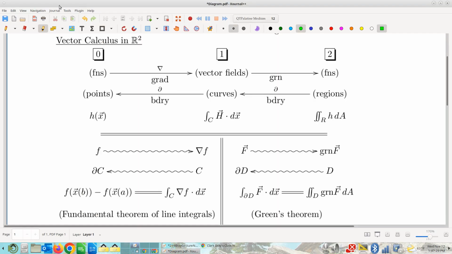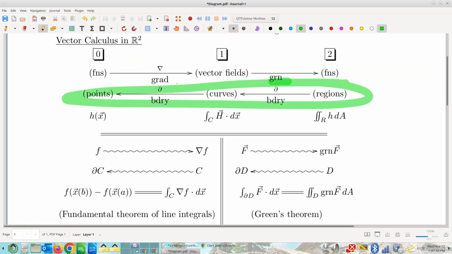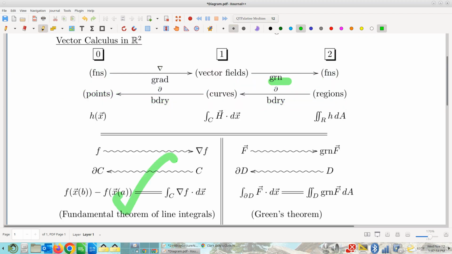And we've made this observation that these fit together like so. Notice I'm using this term GRN. That's how long ago it was that I produced this diagram. I was still using GRN. All right, so we're back to curl now. Keep in mind, this just means curl. Okay, and you can see the boundaries like so. And you can see our two big theorems, fundamental theorem of line integrals and Green's theorem.